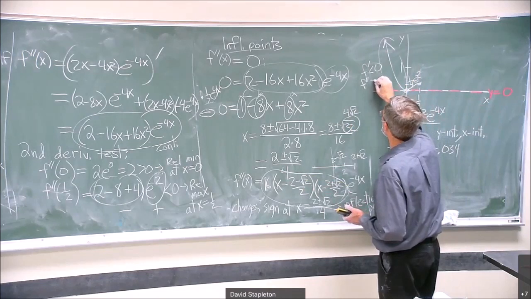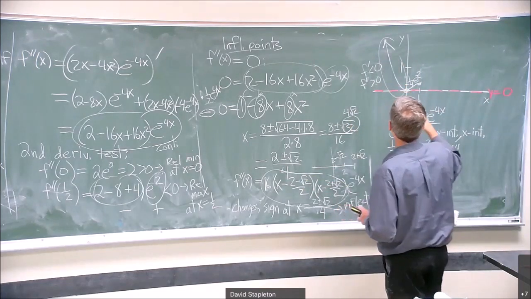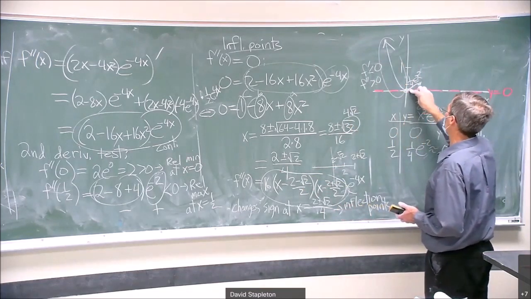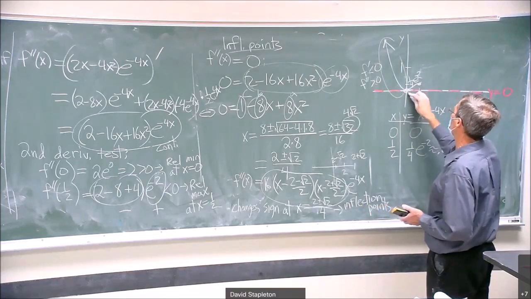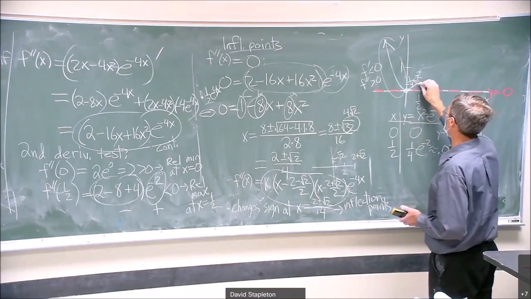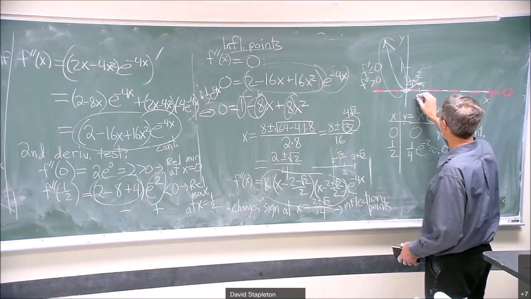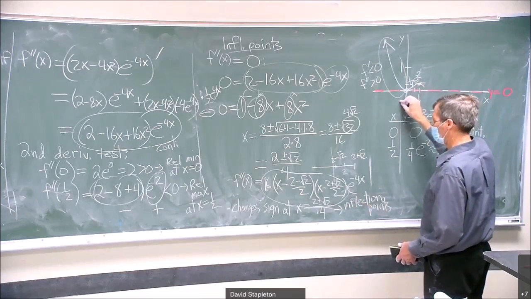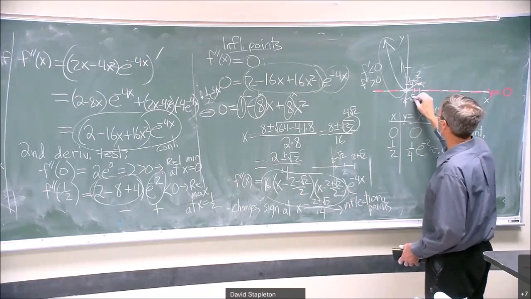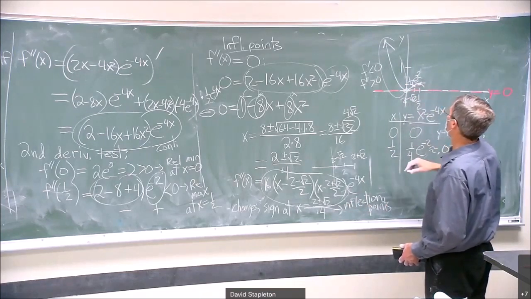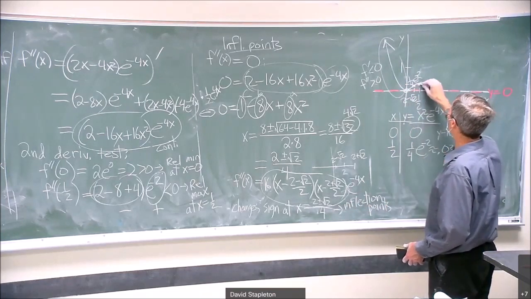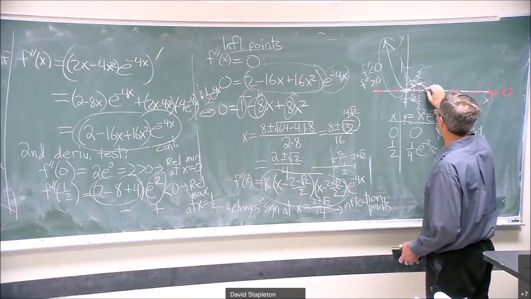Concave up because f double prime is positive on this piece. Then here, it's still concave up, but the derivative is equal to 0. Here, the derivative is equal to 0, it's concave down. So somewhere in here, well, we found the point 2 minus square root 2. There's an inflection point. Then over here, there's another inflection point.